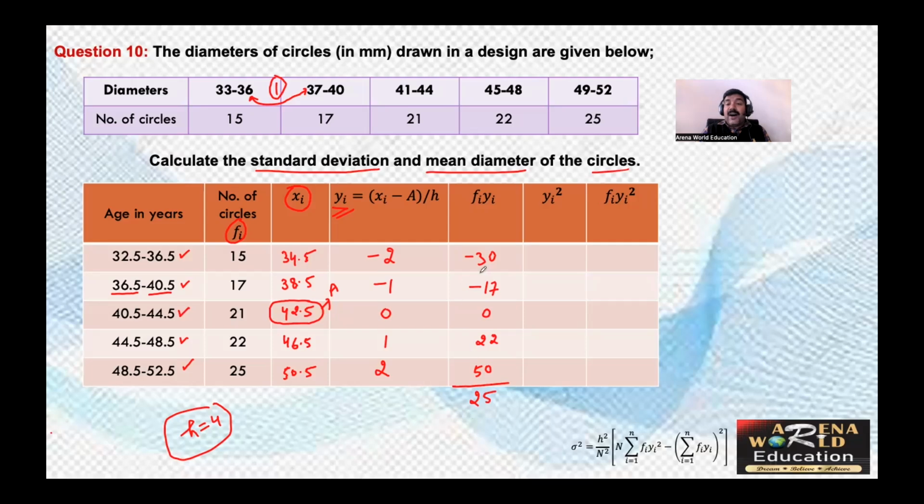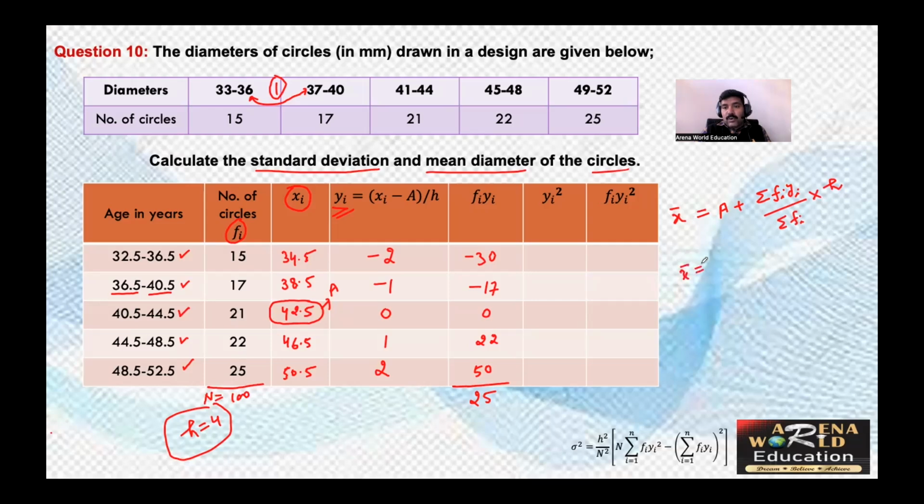How to find X bar? What is the formula? X bar will be equal to A plus summation Fi Yi divided by summation Fi, or you can write it as N, into H, right? Sum of Fi, or you can say N. N will be equal to 100. So now easily we can find X bar.